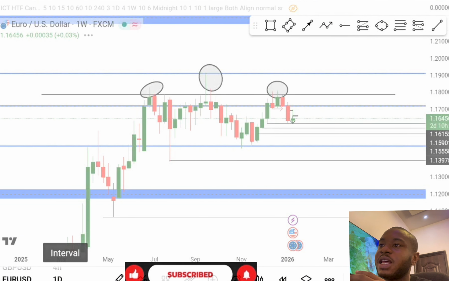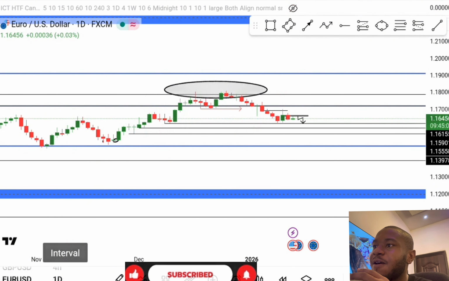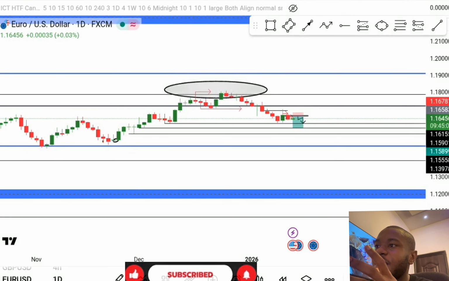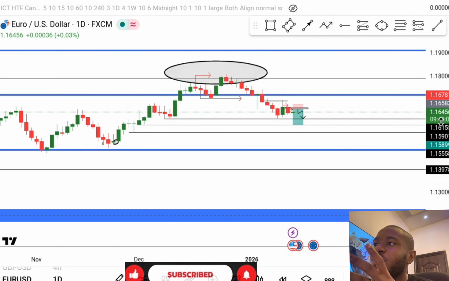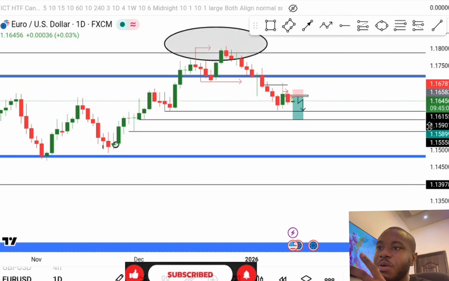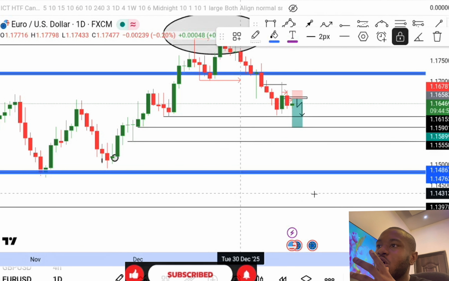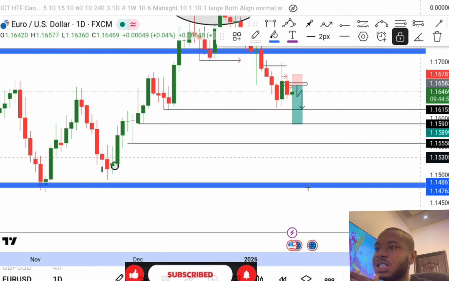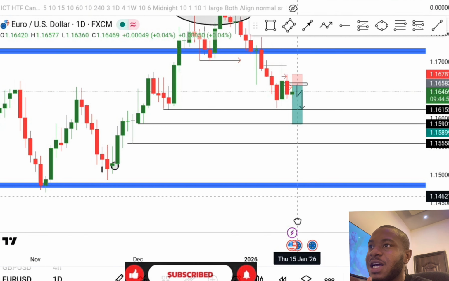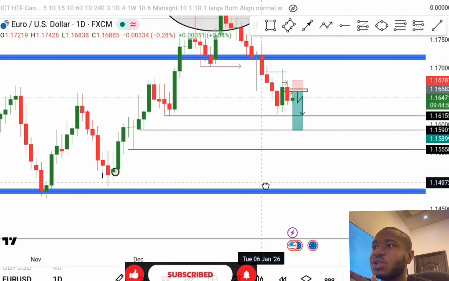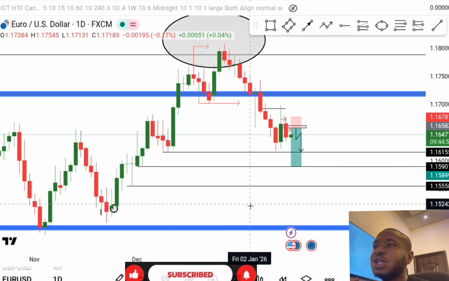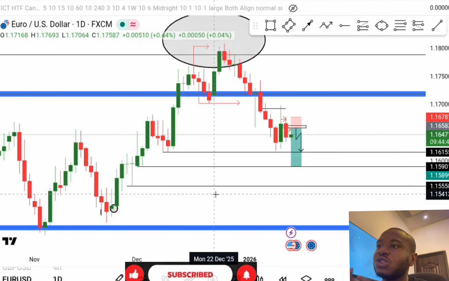Let me go to the daily time frame, because I've seen that the weekly and monthly time frames are showing me bearish momentum. On the daily time frame, I'm seeing some heavy structures printing on Euro USD, indicating that Euro USD is coming to the lower side.